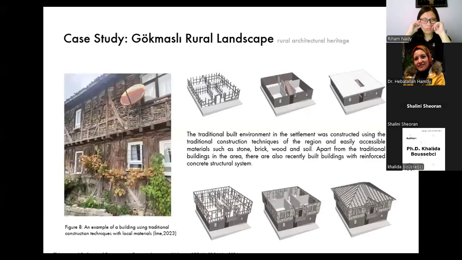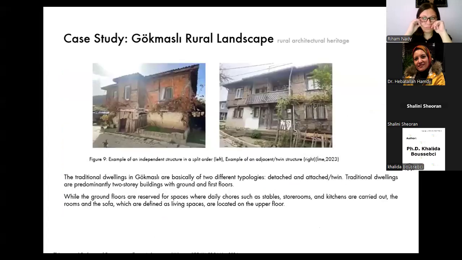The traditional built environment in the settlement was constructed using the traditional construction techniques of the region and easily accessible materials such as stone, brick, wood, and soil. Apart from the traditional buildings in the area, there are also recently built buildings with reinforced concrete structural systems. The traditional dwellings in Gökmense are basically of two different typologies, which are detached and attached ones. Traditional dwellings are predominantly two-story buildings with ground and first floors.